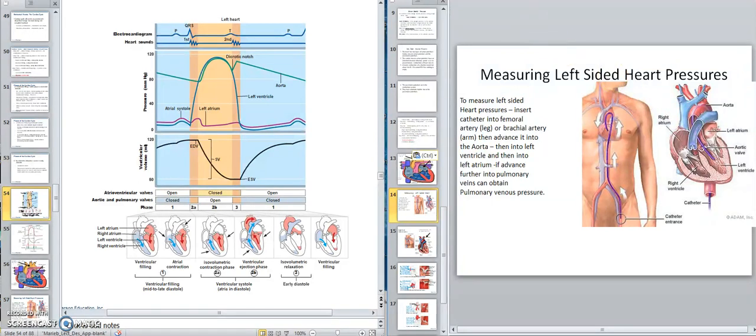Now, there's so much pressure in the aorta that when it closes the valve, it makes it bounce one time. When it closes the valve, it's so much back pressure on that aortic valve, it makes it bounce one time.